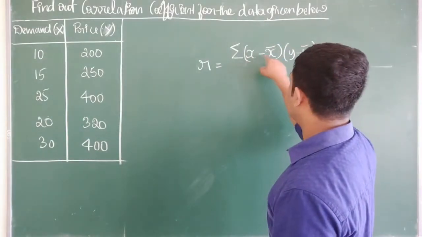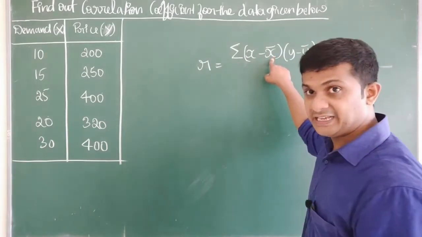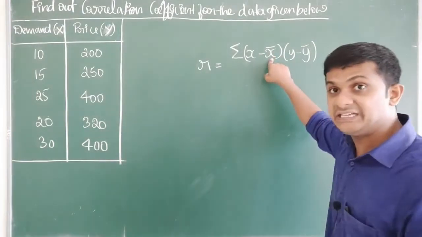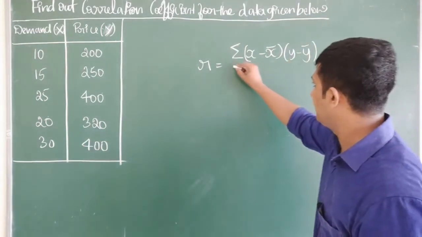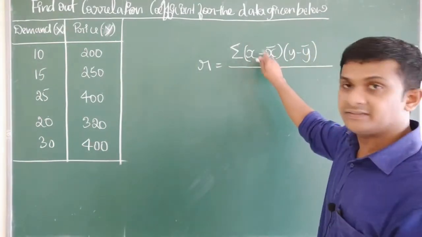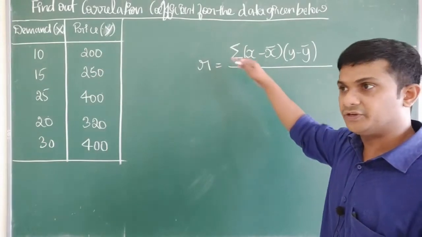We are calculating the deviation from the mean of each individual x value, and similarly for y, that is variable y. Then we multiply them, and then we sum it up. So that is our numerator.